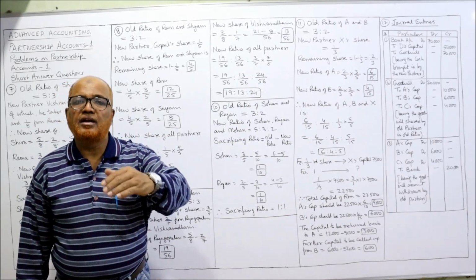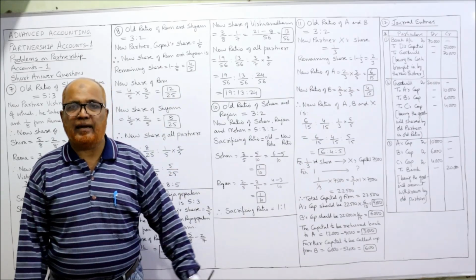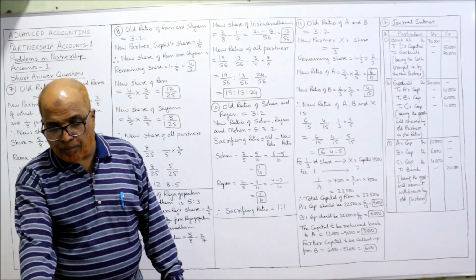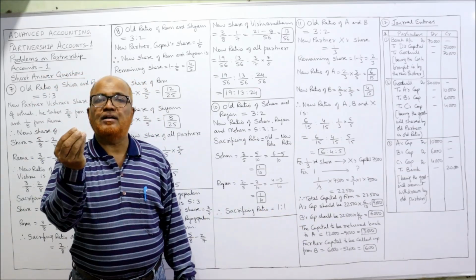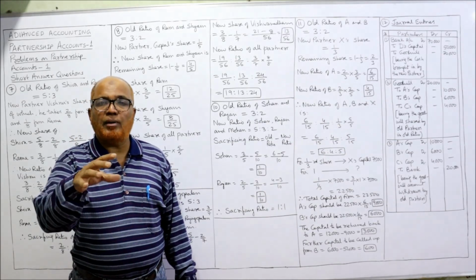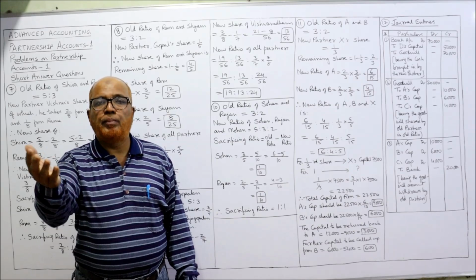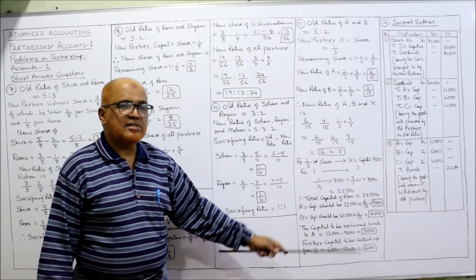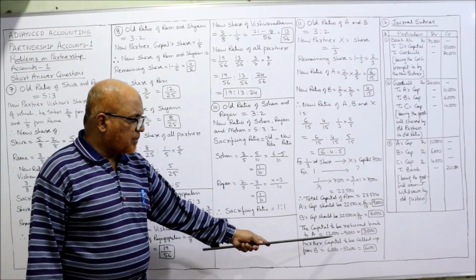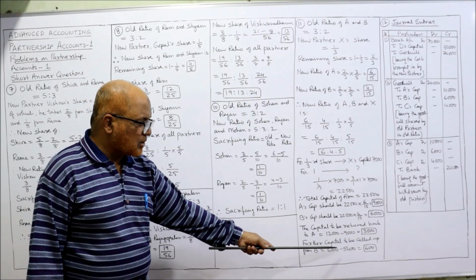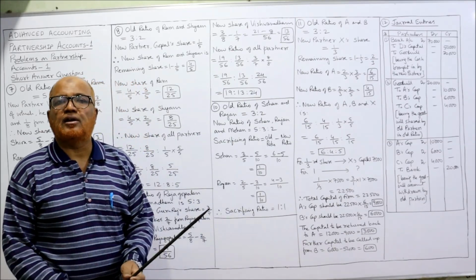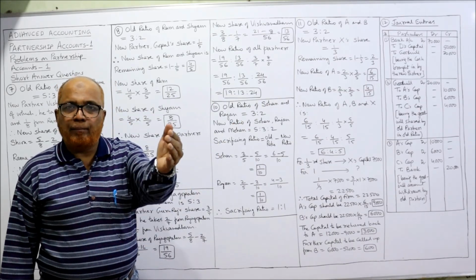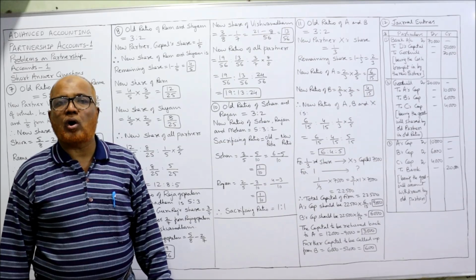So the firm will return 3,000 to Mr. A. B's capital should be 6,000. But in the problem, B's capital is only 5,400. So the firm will ask B to bring 600 rupees cash so that his capital is equal to 6,000. Further capital to be called up from B is 6,000 minus 5,400, which is 600. 3,000 rupees should be returned to A and from B, 600 rupees should be called up.